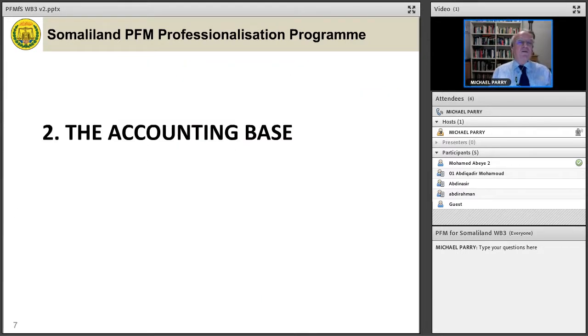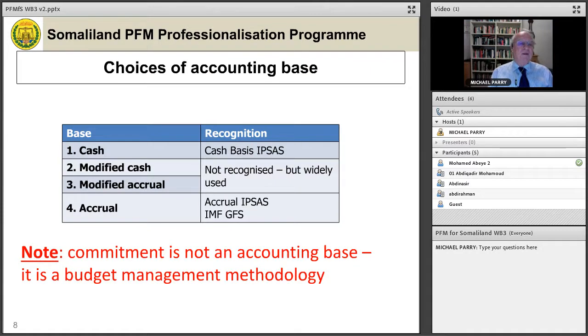Okay, let's go on to talk about accounting base. There are 4 accounting bases that we need to talk about: cash, modified cash, modified accrual, and accrual. The cash basis is recognized in the cash basis IPSAS, International Public Sector Accounting Standard. 2 and 3, modified cash and modified accrual, are not recognized. They're widely used, but there's no official recognition of those bases. This does mean that there is no precise definition of them.